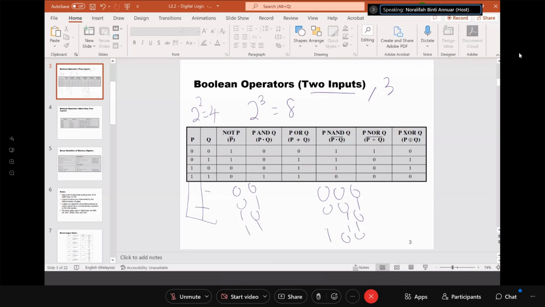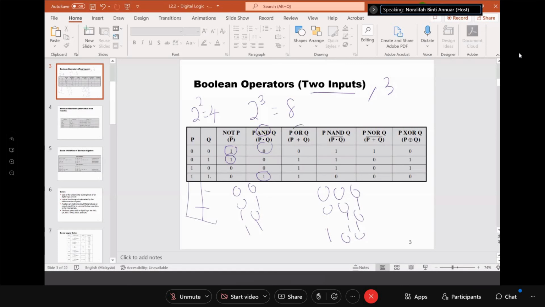That's what it means. So NOT is easy, NOT P. NOT gives the opposite of the input. If P is 0, NOT will be 1. If 1, the NOT will be 0, opposite. Okay, for the AND operation: 0 and 0, you get 0. 0 and 1, you get 0. The values must be the same. Only 1 and 1 gets 1. That is for the AND operation.